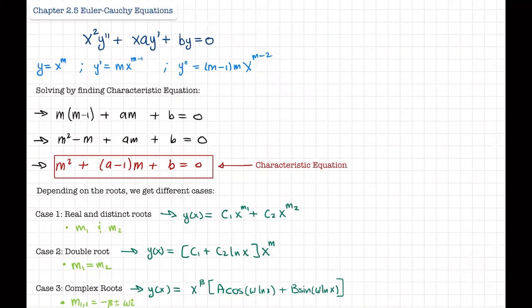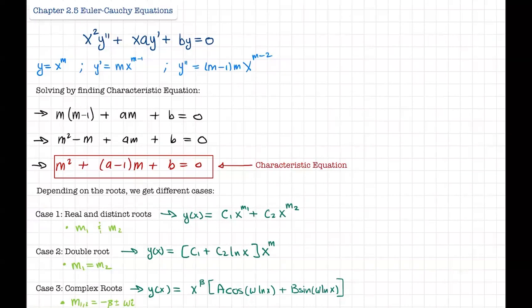So in today's video, we're going to be covering chapter 2.5, which is the Euler-Cauchy equations. As you can see, these two equations do not have constant coefficients. For this case, some of the coefficients are actually functions. To solve this kind of equation, we're going to use the Euler-Cauchy method.